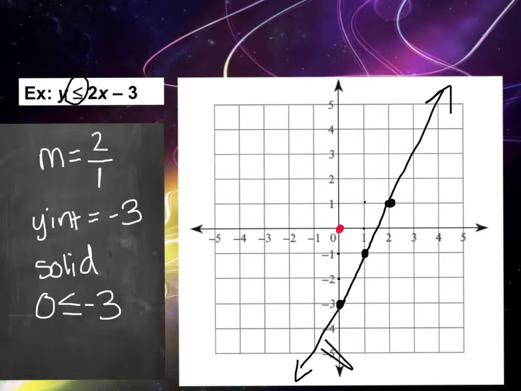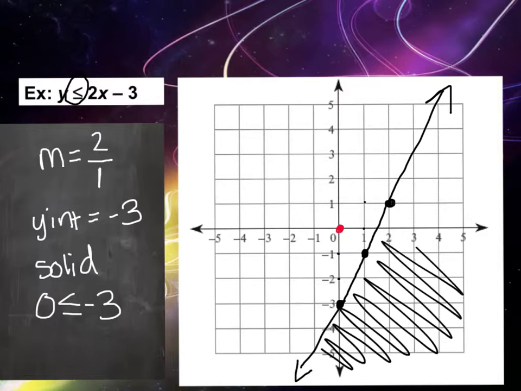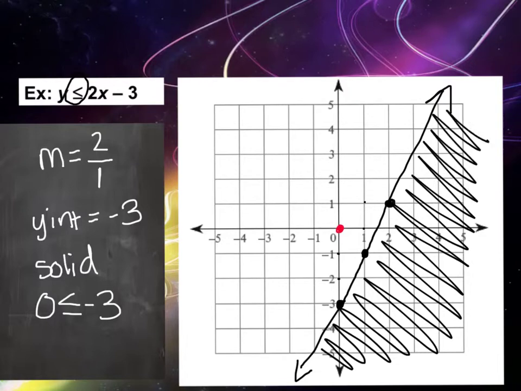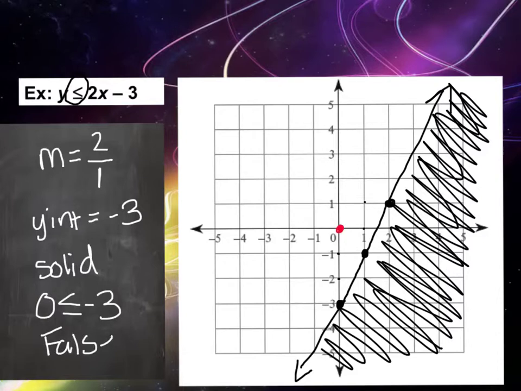I'm going to now shade the opposite side. And that's only because I got a false solution. So I'm going to shade this side because this is a false solution here. So I can't include that red point. It doesn't give me a true solution. And I shade the other side. And now that is my answer.